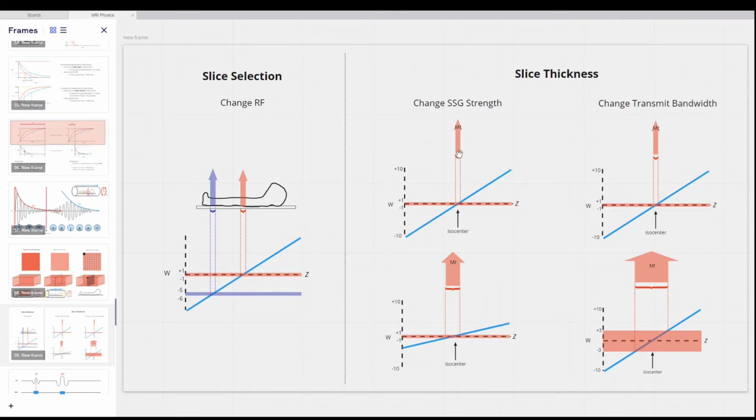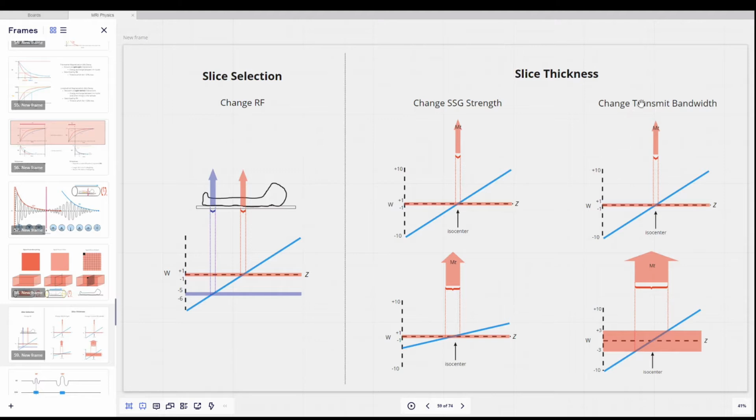So your slice is going to be thinner. On the other hand, if your gradient isn't particularly strong and it's very weak or very shallow, well, you're going to have a scenario that's closer to the resting state before we even applied this gradient, right? When we didn't apply a gradient at all, you excited the whole patient. So the weaker your slice-select gradient is, the more you're going to approach that scenario, and so your slice is going to be thicker.